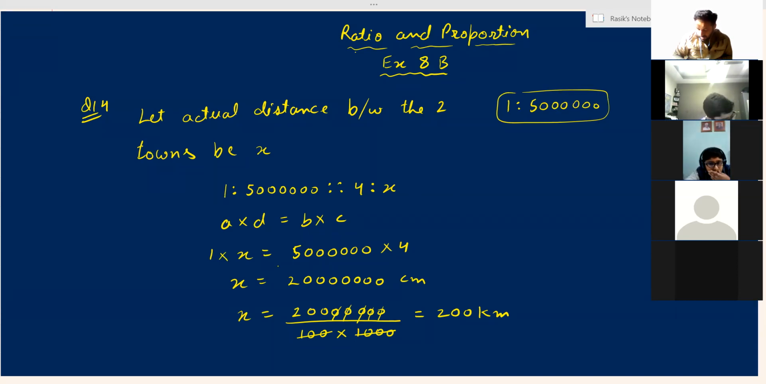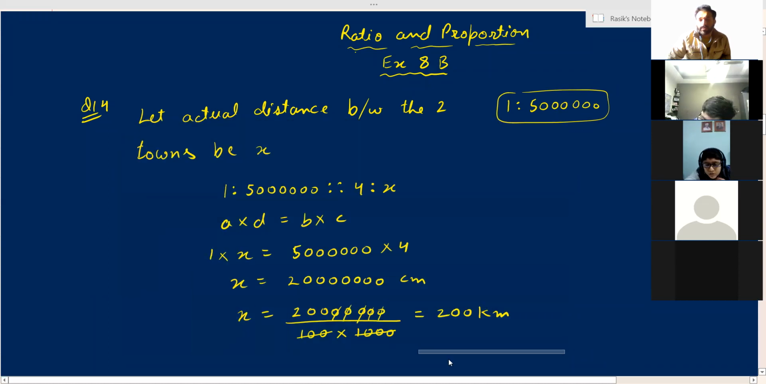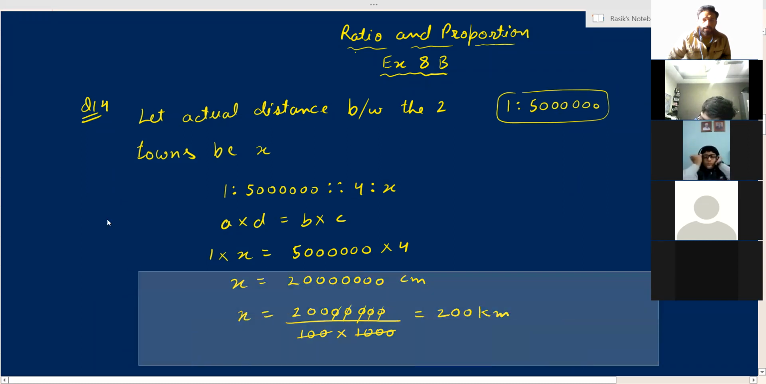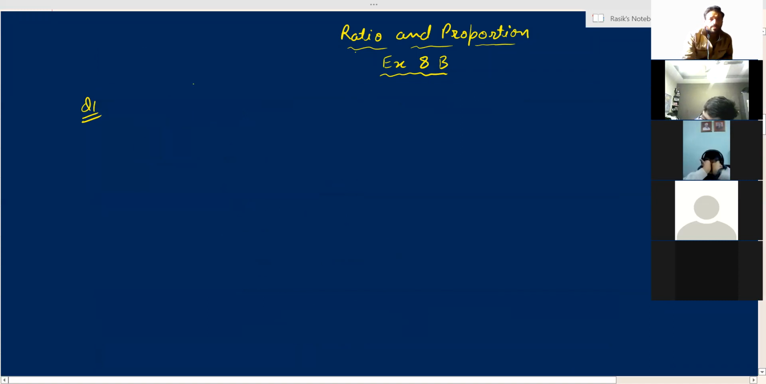But just one thing, the concept of proportion is not used in this method. Although the method is not wrong, it is correct. But if the question says to solve the question using the concept of proportion, then you have to do it like this. Let's start with question number 15, everyone. So again, same type of question.